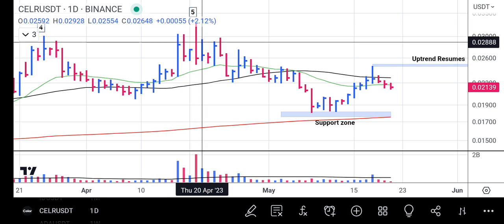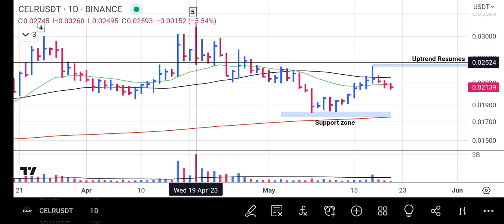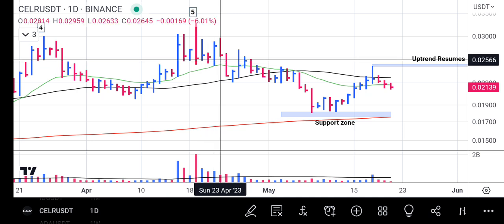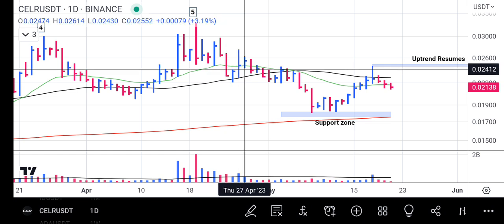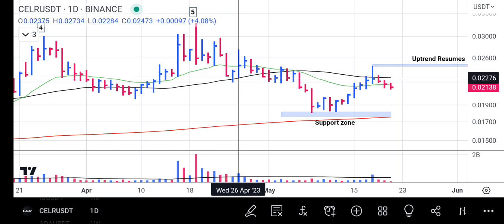it has this huge reversal bar. The bar has a very huge volume as well, about 2 billion. That tells us that sellers gained strength and sellers are now in control, and they sent the price of Celer network downward. They sent it to the 50-day moving average.